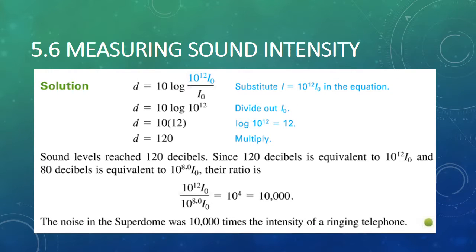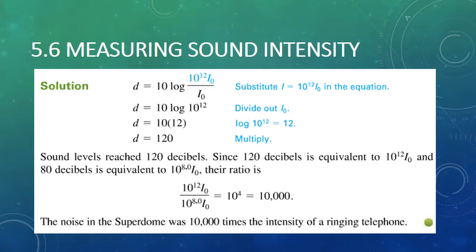We're going to replace I with 10 to the 12th times I sub 0. The I sub 0's cancel out, and we have 10 times log 10 to the 12th. Well, the log base 10 of 10 to the 12th is 12. Multiply 10 times 12 and we get 120. The sound levels reached 120 decibels, and that is equivalent to 10 to the 12th I sub 0.